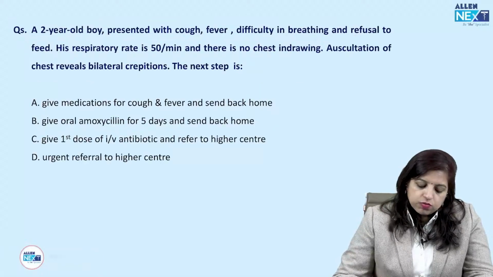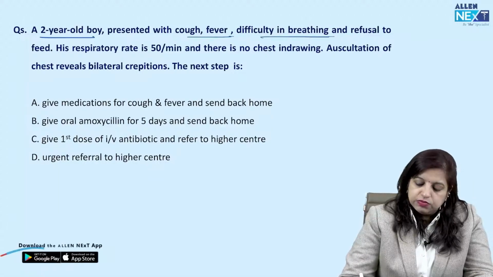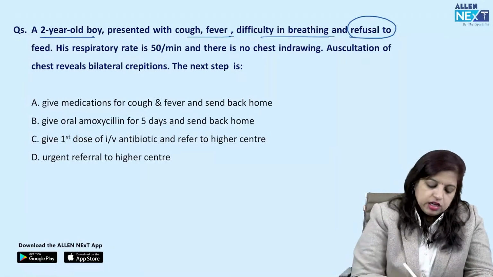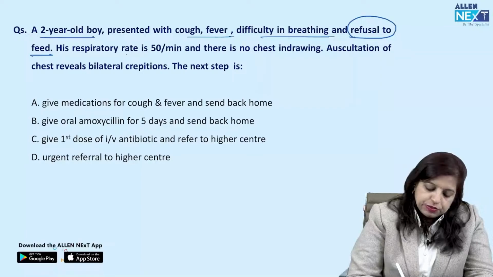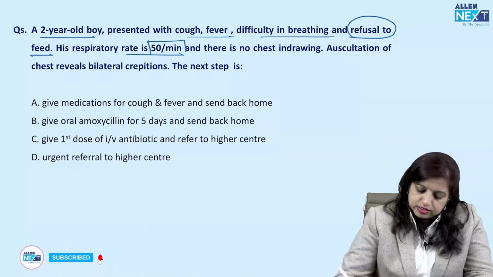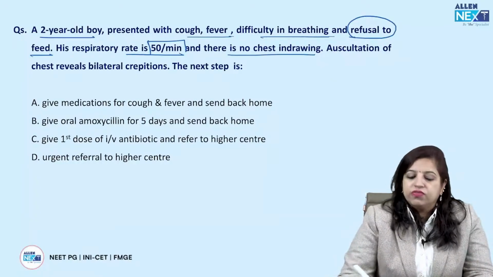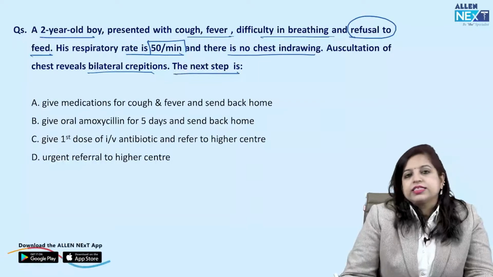So here we have a 2-year-old boy with cough, fever, difficulty in breathing, and very importantly, refusal to feed. His respiratory rate is 50 per minute. Definitely for a 2-year-old, 50 per minute is a tachypnea, but there is no chest indrawing. Auscultation of chest reveals bilateral creps. What is the next step you are going to do?